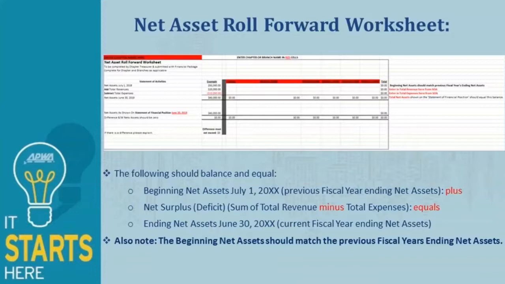The next worksheet that we're going to cover is the net asset roll forward worksheet. The following should balance and equal. The beginning net assets should always match the previous fiscal year ending net assets. You don't want to put in your own amount. This should always match what was reported last fiscal year, just so that it rolls forward accurately. And you don't want to convert this into a PDF either.